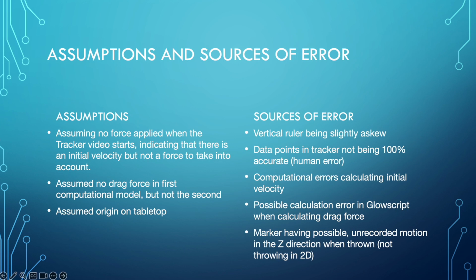And finally, our assumptions and sources of error. We assumed that there was no force applied at the beginning. We assumed that there's no drag force in the first computational model, but there is in the second. And we assumed the origin to be the tabletop. For sources of error, we had the vertical ruler being slightly askew. We had data points in Tracker not being 100% accurate because of human error, as well as some possible computational errors in calculating velocity and drag force.